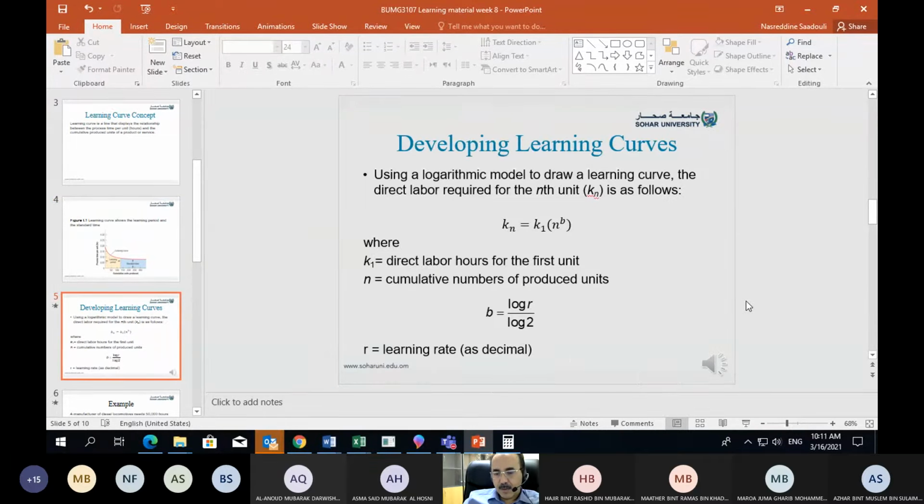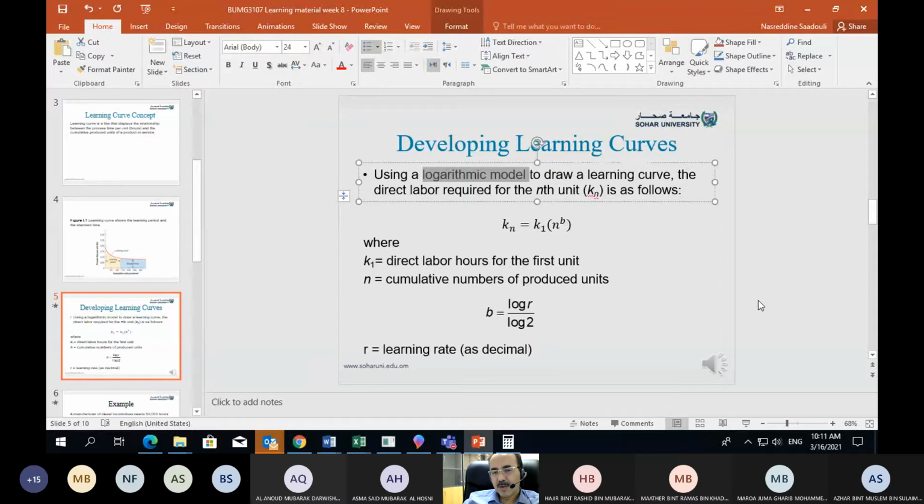The learning curve, mathematically, follows what we call a logarithmic model.